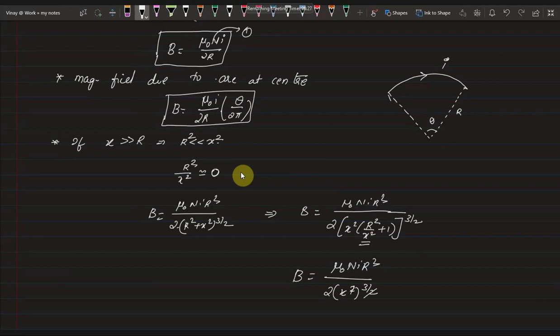Cancel these two. Then what is the formula for magnetic field? Mu naught n I r square by 2x cube. This is the answer. So please note it down.